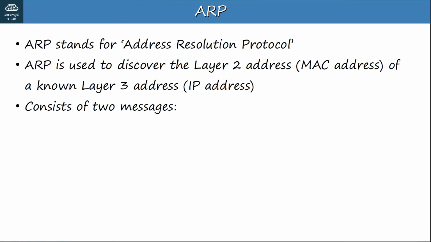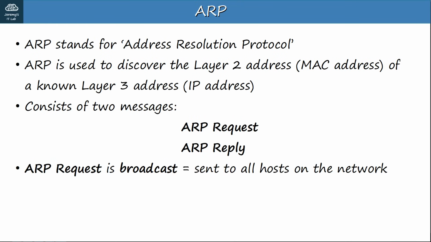The ARP process consists of two messages. The ARP request, sent by the device that wants to know the MAC address of the other device, and the ARP reply, which is sent to inform the requesting device of the MAC address. In our example, PC1 would send the ARP request, and PC3 would send the ARP reply.